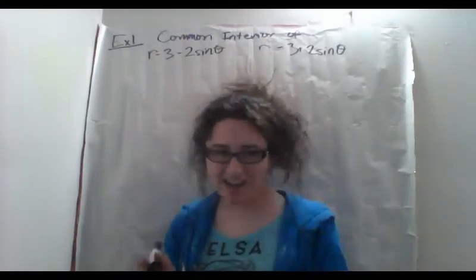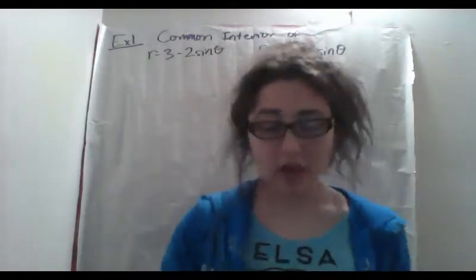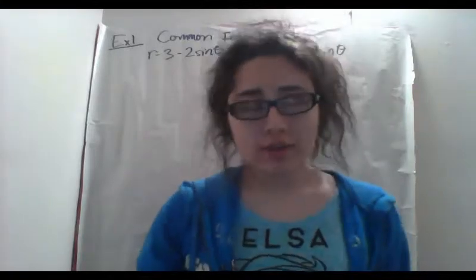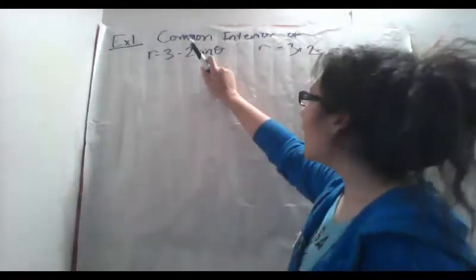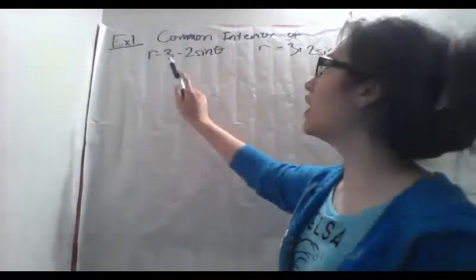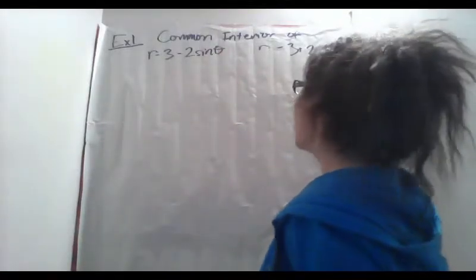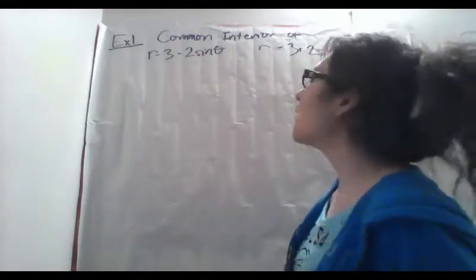Alright guys, so now we're finally going to get to an example after that long and droll definition. So, our first example is find the common interior of r equals 3 minus 2 sine theta and r equals negative 3 plus 2 sine theta.